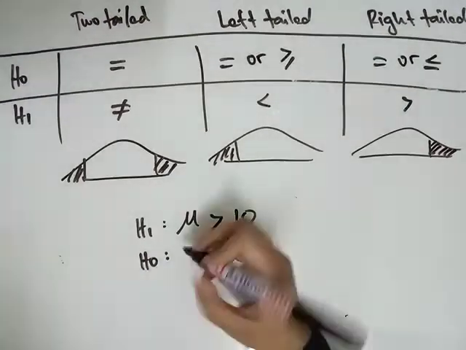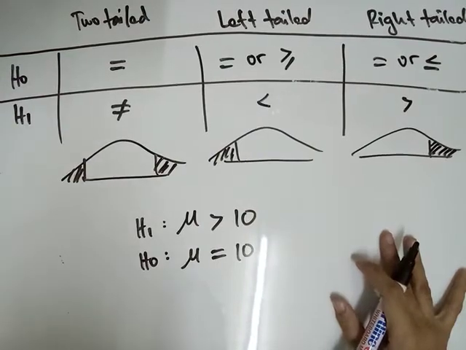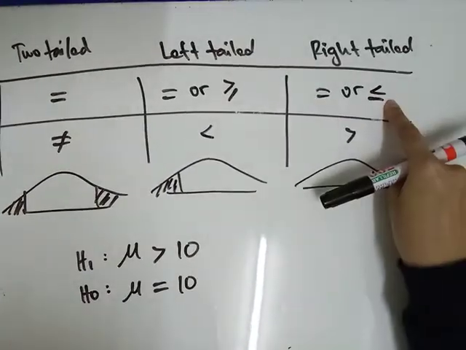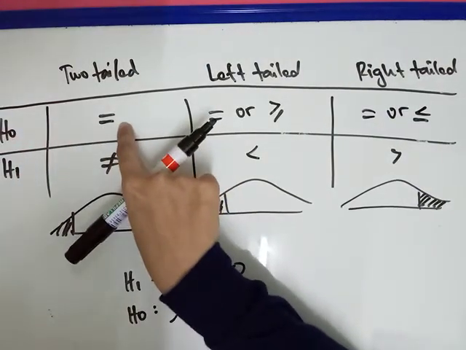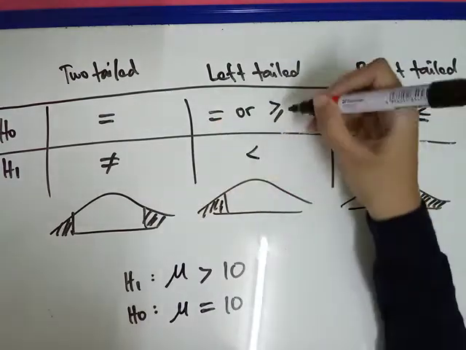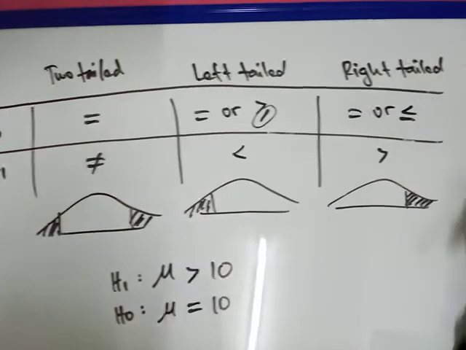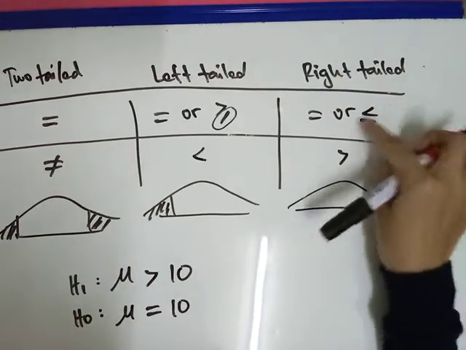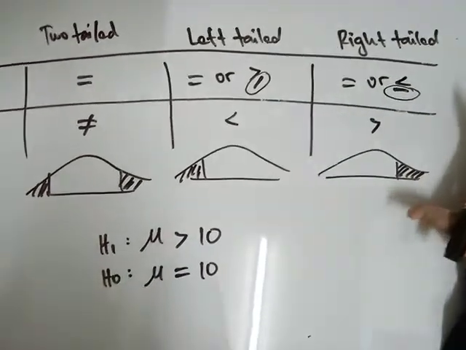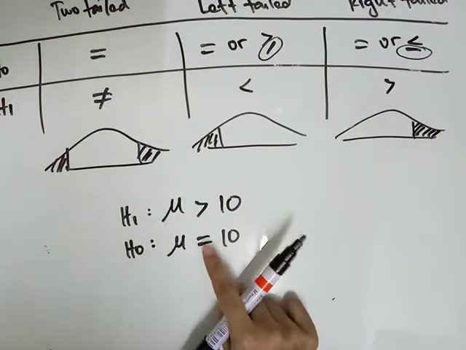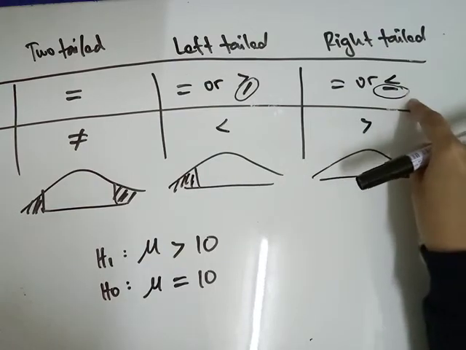To be safe, you write H0 mean equal 10. Why equal? Why not write less than equal? If you look at H0, you will notice the sign always has equal. This is equal. Even this one, more than equal, still has equal below it. The same goes for the right tail. Even though it is less than, the sign is less than equal, but it still has equal below. So to be safe, you write H0 mean equal 10, so no need to write the less than equal.